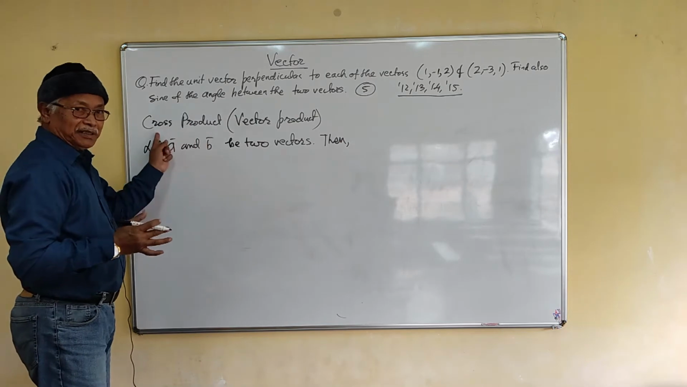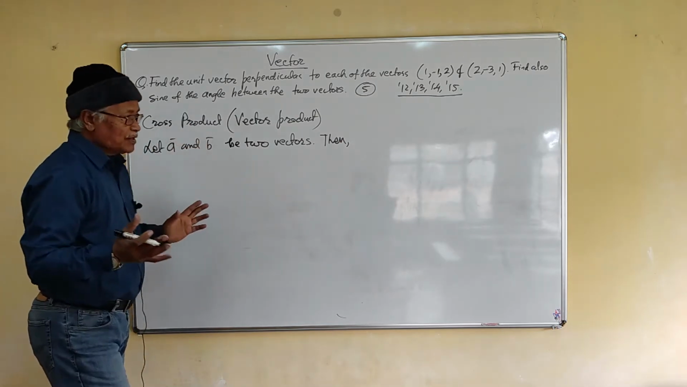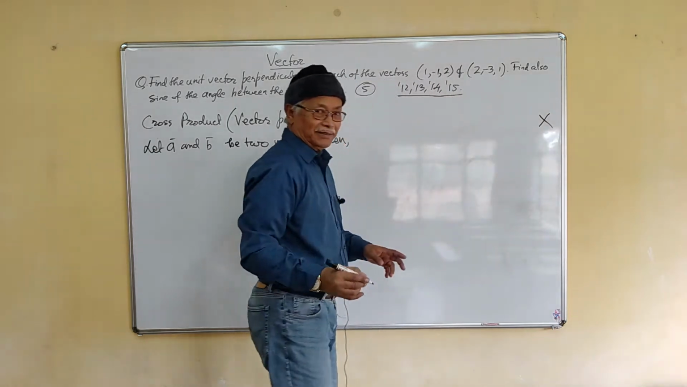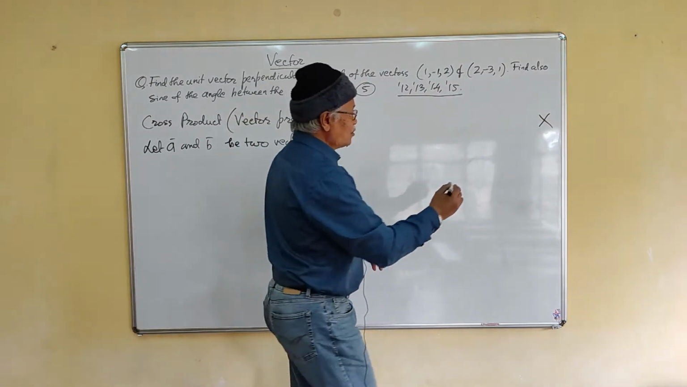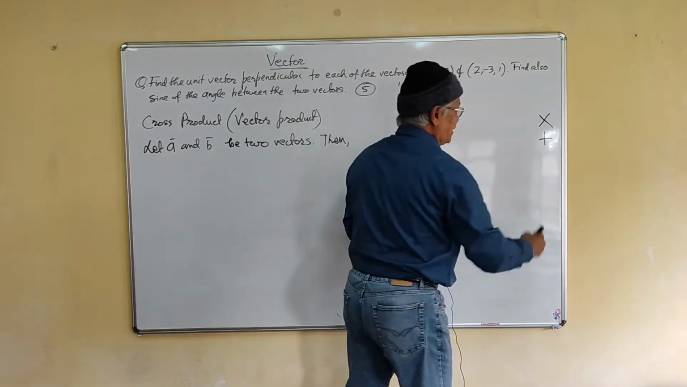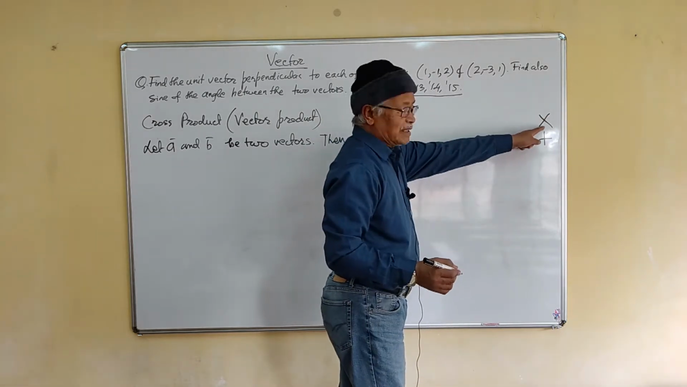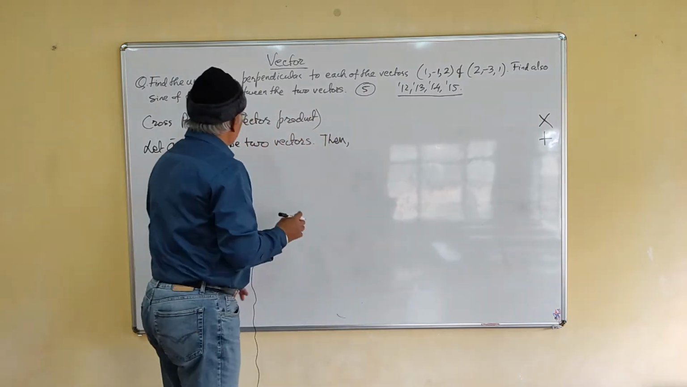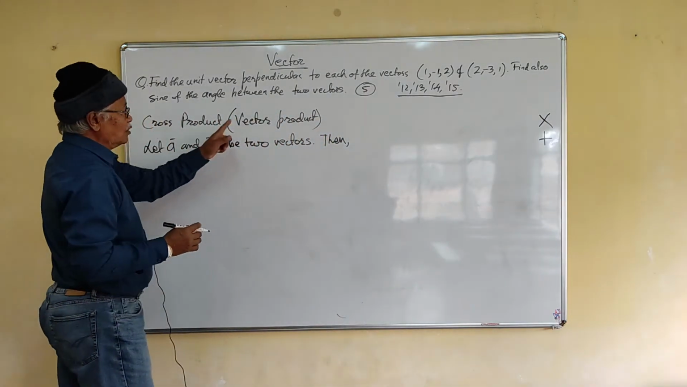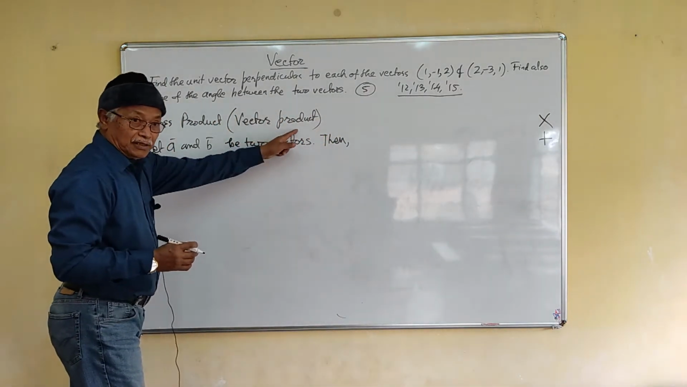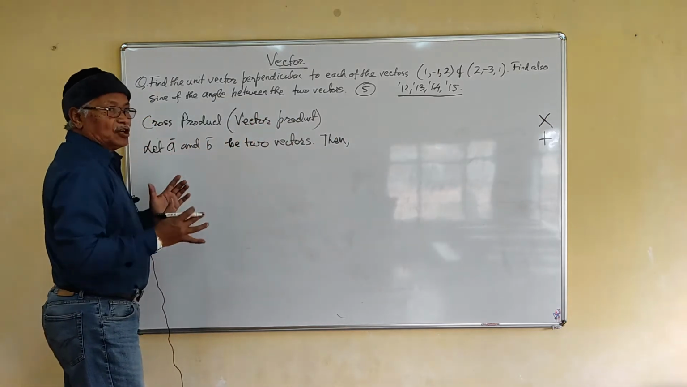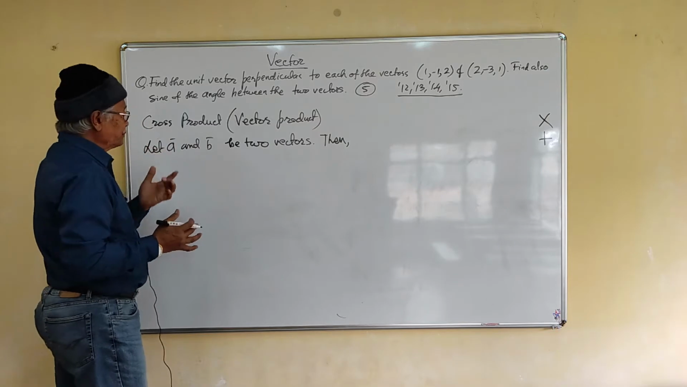Cross product. Now, cross product, cross. All of you know how a cross looks, right? Of course, this is also a cross. But in cross product, we are using that multiplication type of cross. The cross product is also known as a vector product because the product turns out to be a vector quantity.